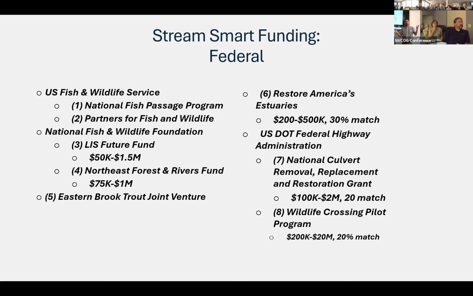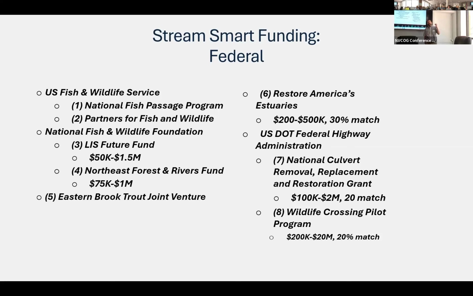So here are eight different possible sources. U.S. Fish and Wildlife Service has two: the National Fish Passage Program and the Partners for Fish and Wildlife. You need to reach out to them to see if your project rises to a level or meets their criteria. Also, NFWF, the National Fish and Wildlife Foundation, that second major bullet, has the Long Island Sound Futures Fund. Their grants range from 50K to 1.5 million. The Northeast Forest and Rivers Fund is 75K to 1 million. Also, the Eastern Brook Trout Joint Venture, which has been involved in NAC.